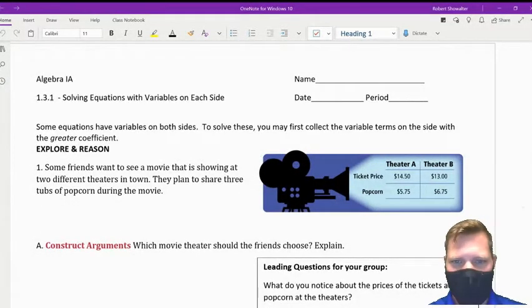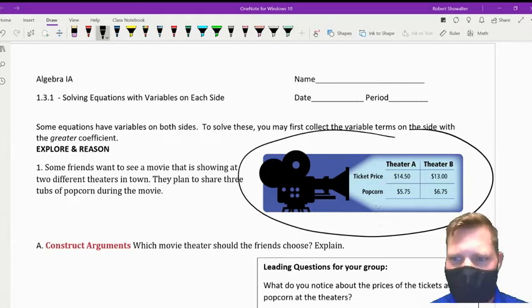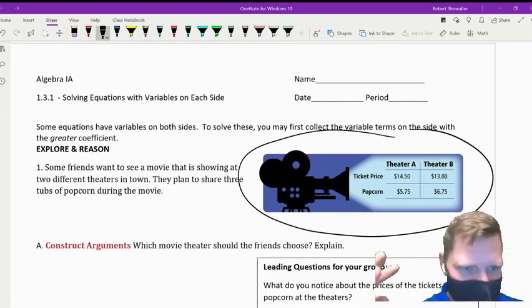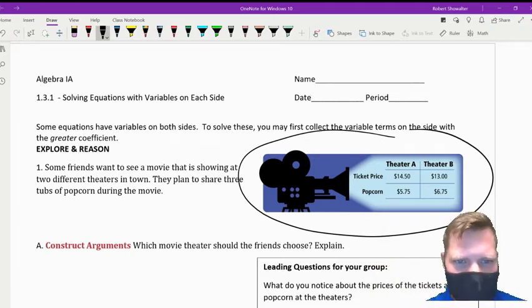Okay, question one. Let's take a look at this. We've got a chart there on the right. Take a look. There's a chart, so we should read it. Comparing theater A and theater B, a ticket price, and popcorn. Some friends want to see a movie they're showing at two different theaters in town. They plan to share 3 tubs of popcorn during the movie.